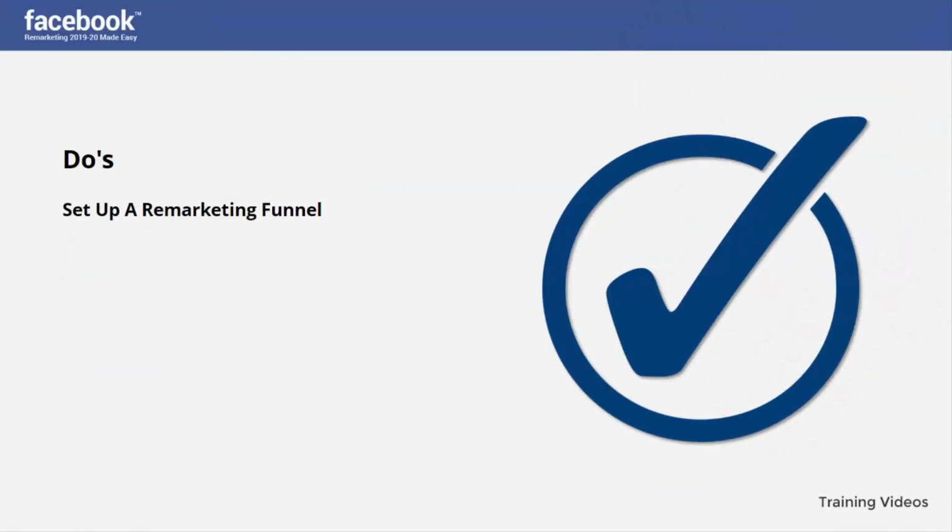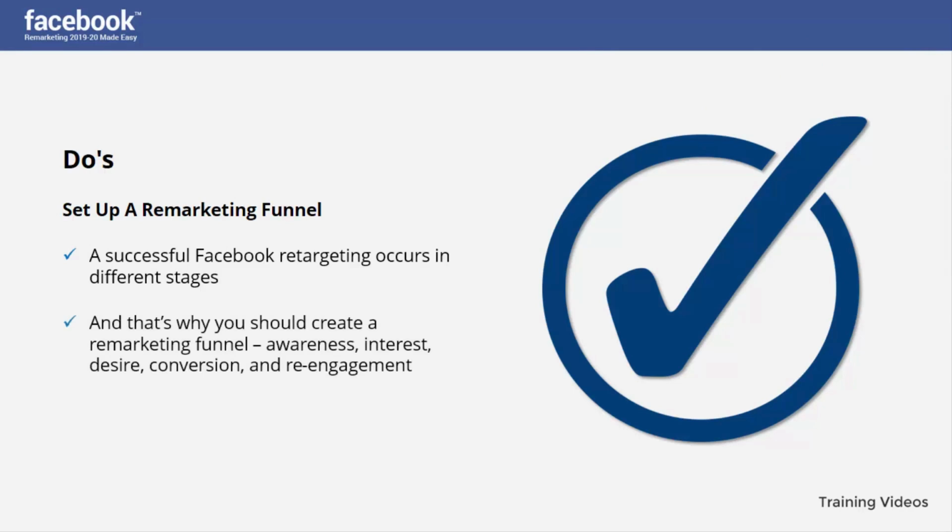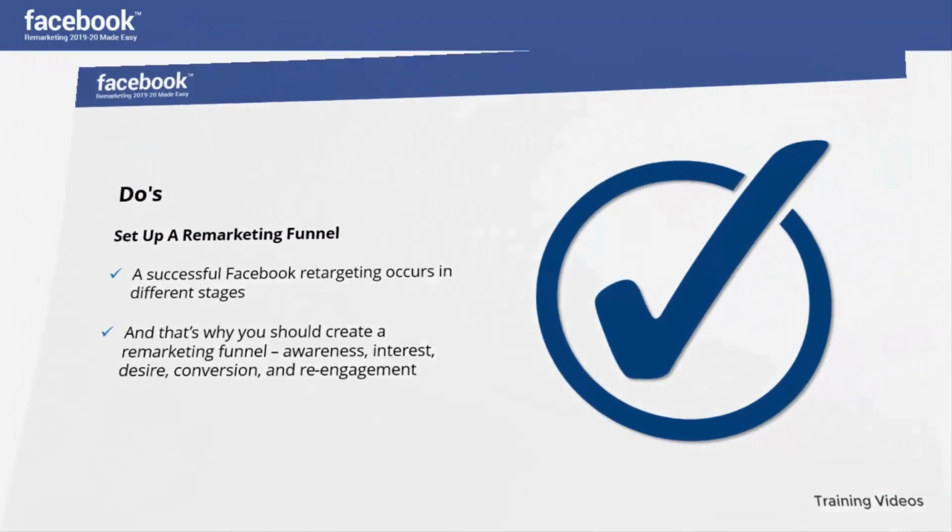Set up a remarketing funnel. A successful Facebook retargeting occurs in different stages. Someone who only reads your post one time can be converted into a customer only if you retarget them with the right message at the right time. And that's why you should create a remarketing funnel: awareness, interest, desire, conversion, and re-engagement. And now, let's move to the don'ts.